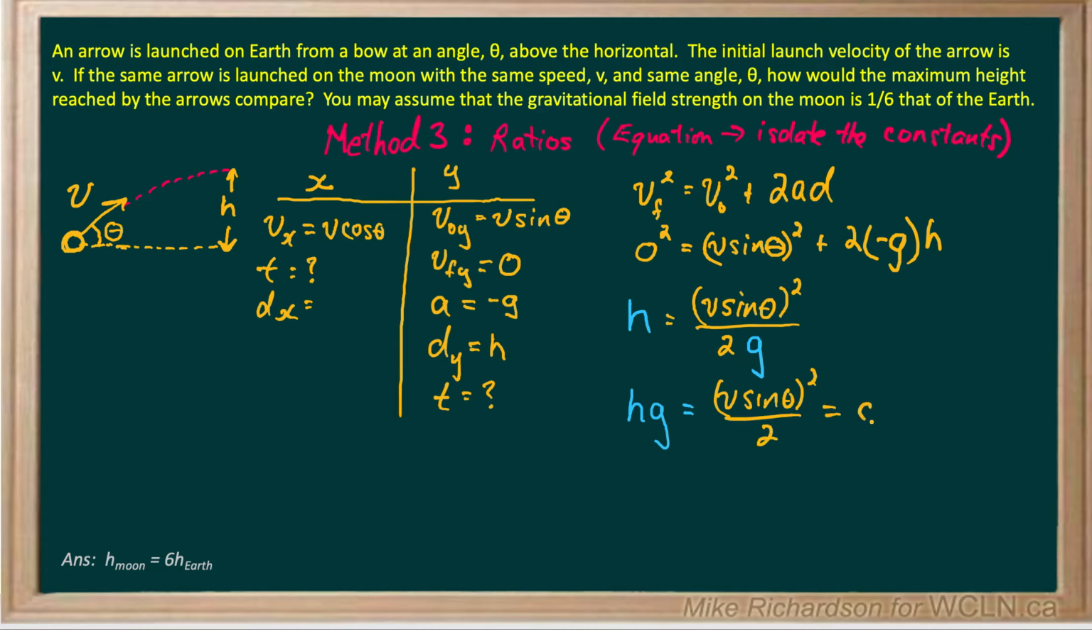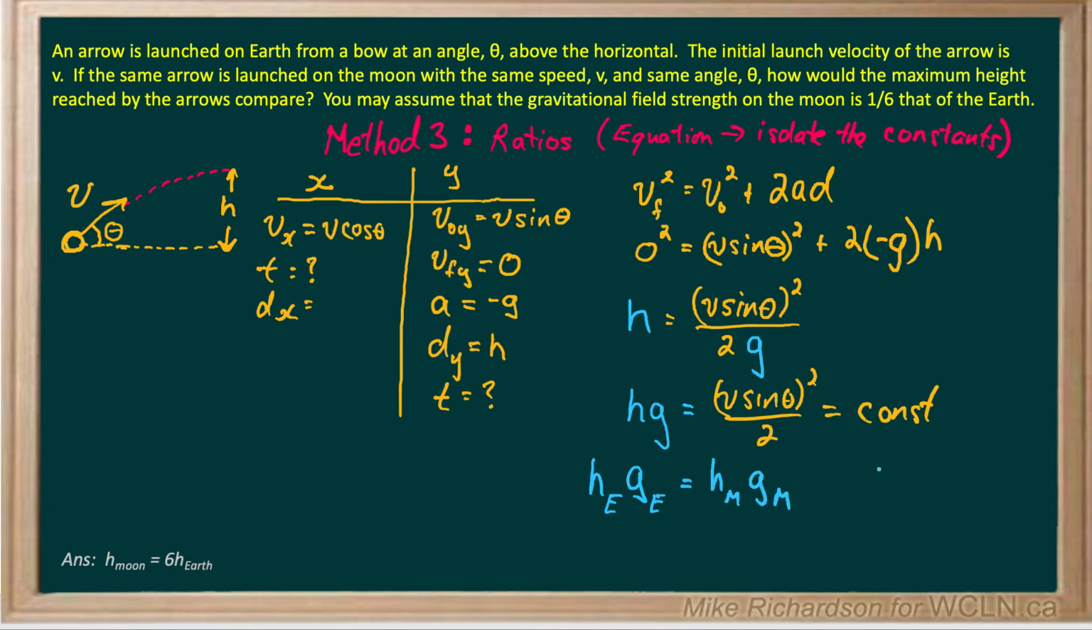Now, it doesn't matter what that constant is. Let's just call it a constant. Hg is always going to give us the same number whether we're on the Earth or the moon because v sine theta is always the same. So that means the product of hg on the Earth is going to be the same as the product of hg on the moon. So if I write one last little formula where I go h Earth, so I'm going to use an e, times g Earth, that has to be the same as h moon times g moon.